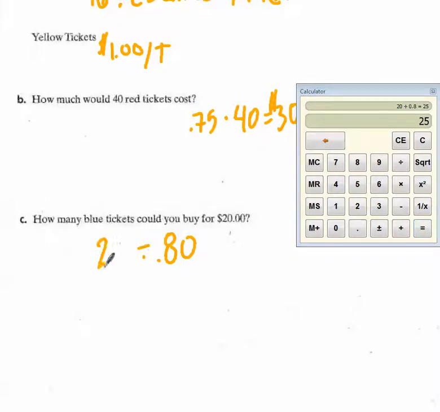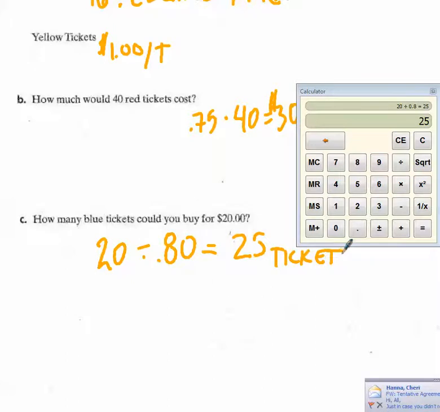And that makes sense because we know that each ticket is less than $1. So if I have $20, I should have just over 20 tickets. And I know that dividing by a decimal is going to give me a larger answer.